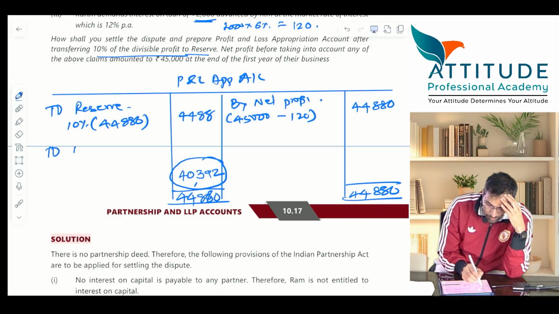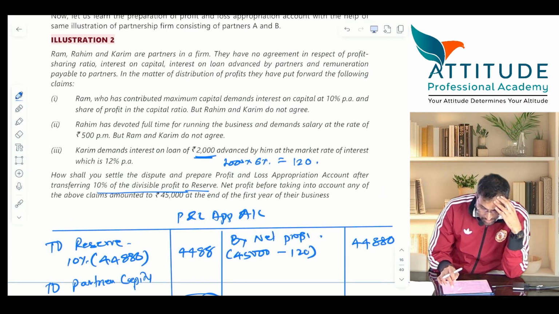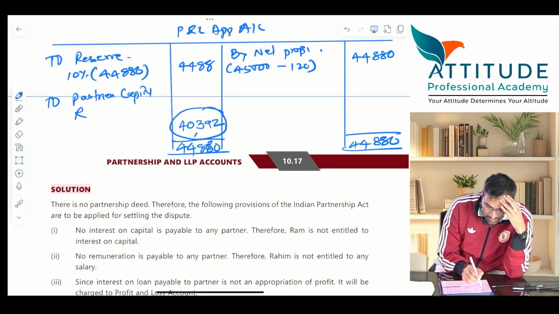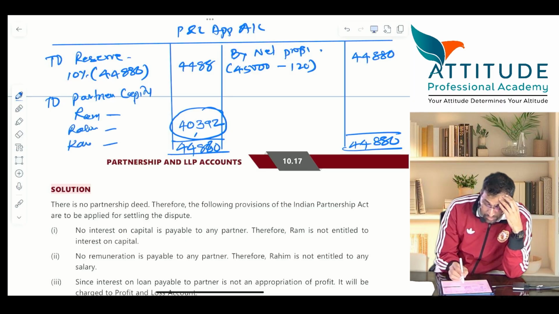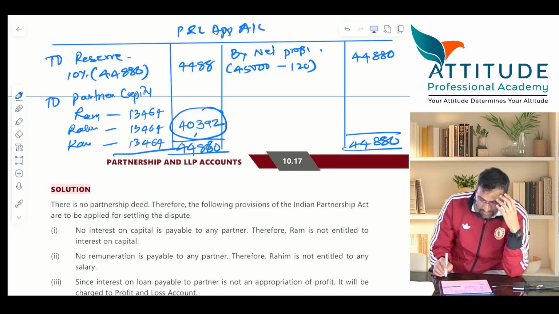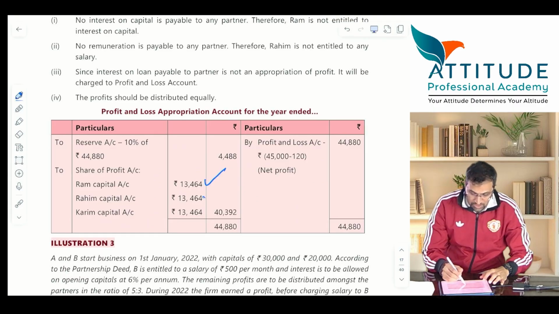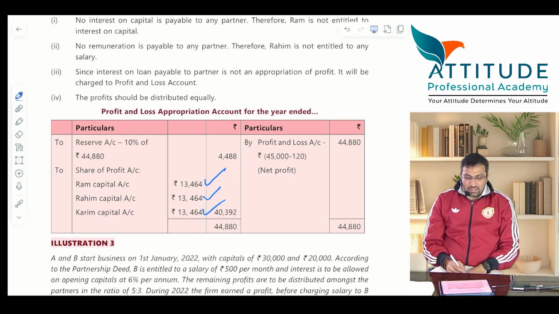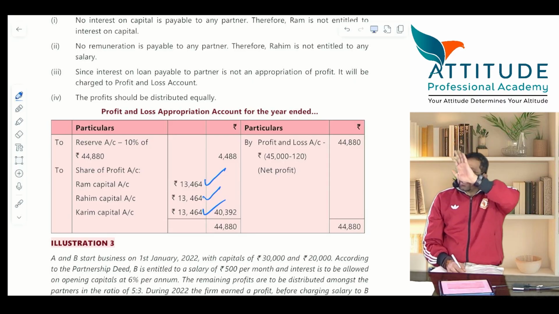40,392 इक्वली टू पार्टनर्स कैपिटल. टू पार्टनर्स कैपिटल कौन है वो? राम. तीन में डिवाइड करो. राम, रहीम, करीम. डिवाइड बाय 3 करो. 13,464. 13,464. ये बरोबर है ना? इक्वल है. ओके, सॉरी 14 आया. देखो, 13,464 आया कि नहीं? यस और नो? हाँ. गॉट द आंसर? ऑल ऑफ यू आर एबल टू अंडरस्टैंड?